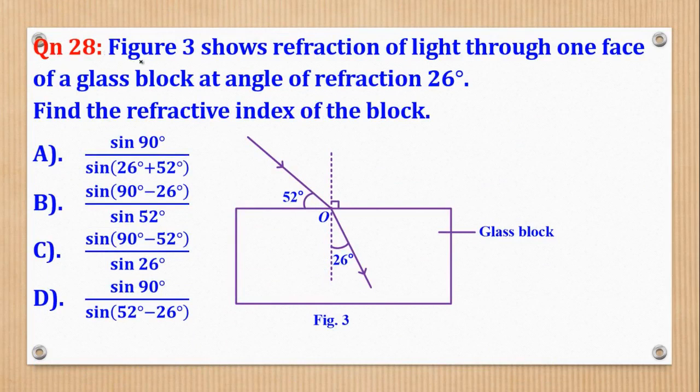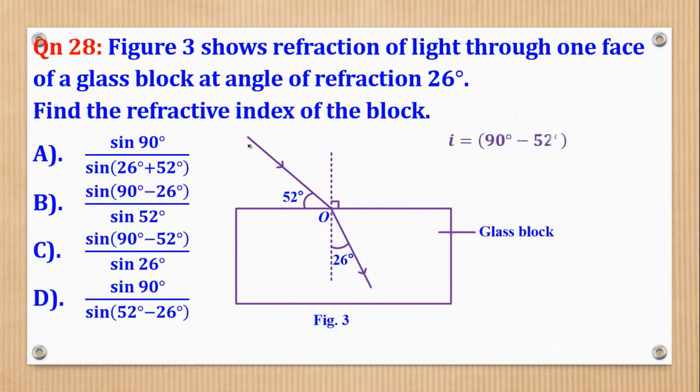Then question 28 says, figure 3 shows refraction of light through one face of a glass block at an angle of refraction 26 degrees. Find the refractive index of the block. Now here they tricked you. The angle of refraction was okay, it was on the normal. But here they didn't give the angle of incidence. What they gave is called the glancing angle. So most students thought this is the angle of incidence and it was not okay.